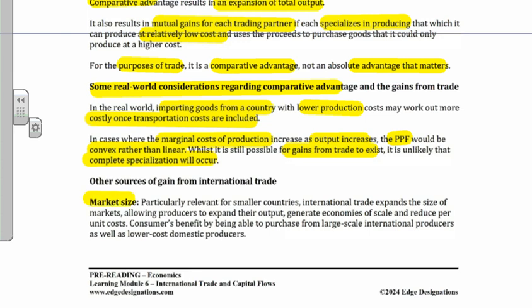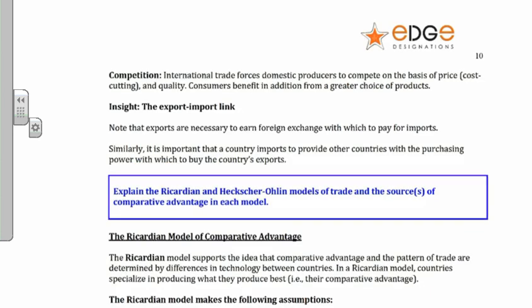Other sources of gain: market size, particularly relevant for small countries. International trade, yes, it may expand their market, but remember they can only produce a certain amount, being a small-sized country, and just keep that one in mind. Competition, top of page 10.